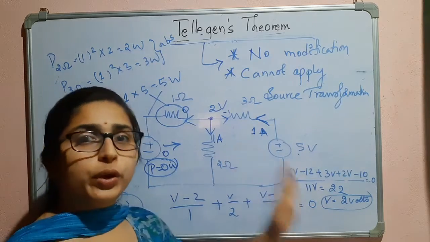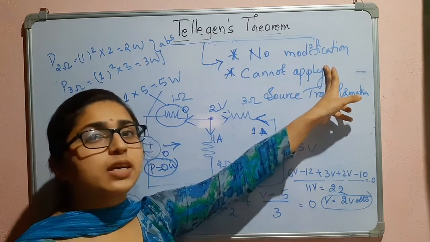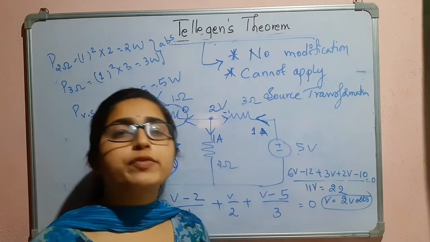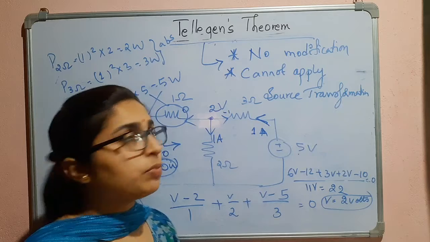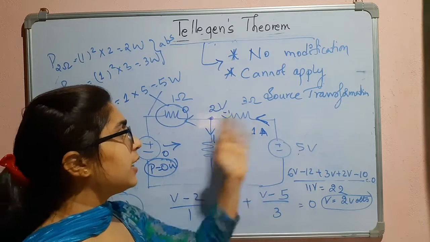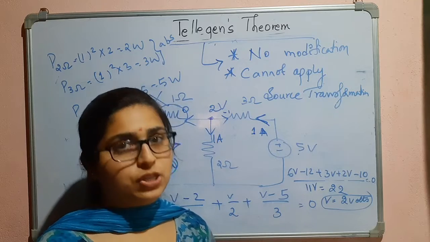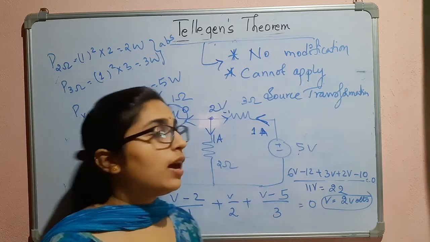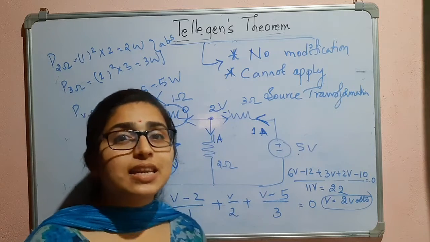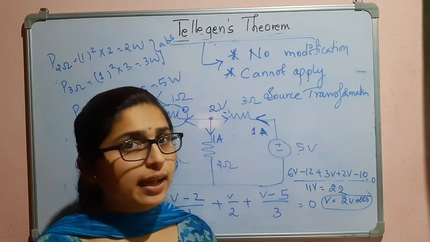This is how we are going to apply this. No modification is done to the original circuit. We are not applying any kind of source transformations, nothing. We are not going to do any simplification. Just apply nodal analysis, find the currents in each of the branches, find the voltages, and from that you can easily find out the power delivered or absorbed by the elements.